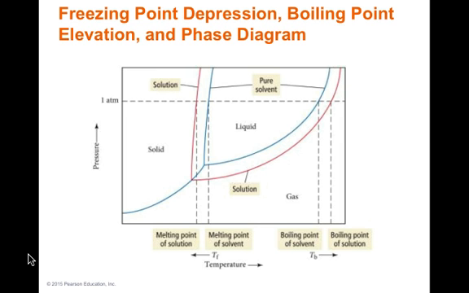Note that the fusion curve along the solid and liquid phases is shifted to lower temperature due to freezing point depression for the solution. Also note that the vaporization curve along the liquid and gas phases is shifted to higher temperature due to boiling point elevation for the solution.